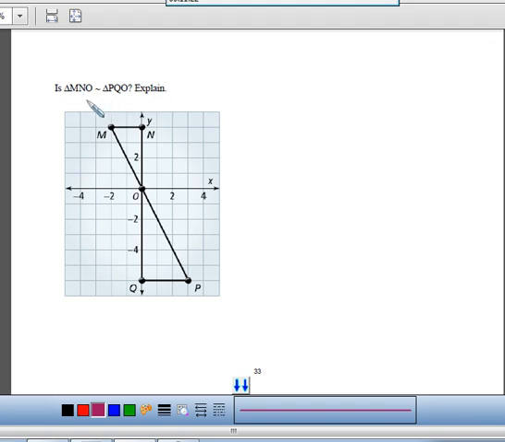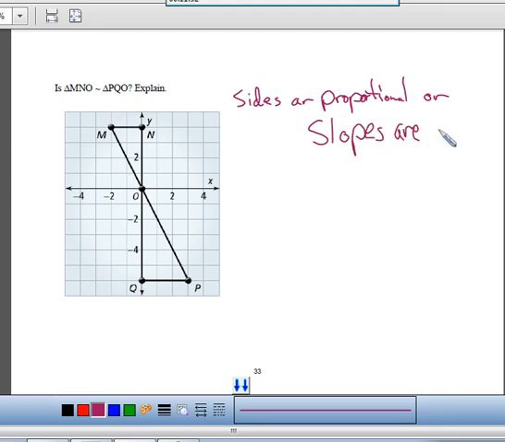To tell if they're similar, you either need to show that the sides are proportional, or that the slopes are the same. So, see if you can find either the side lengths that correspond and show that they're proportional, or find the slopes, that would be these diagonal lines here, and see if they are the same.